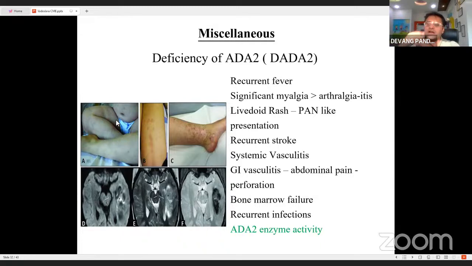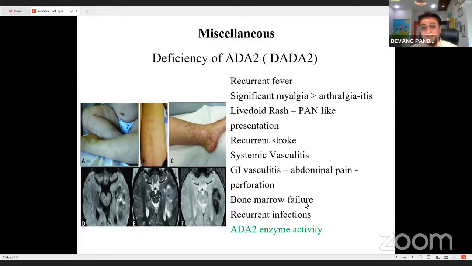So a purplish, meshwork-like rash, typically over the lower limbs. And earlier, the disease was like polyarteritis nodosa, so abdominal pain, systemic vasculitis, livedoid rash, significant myalgia, and neuronal involvement sometimes. And now we know that it can cause bone marrow failure as well, so immunodeficiency as well. So this is an example of autoinflammation and immune deficiency as well.